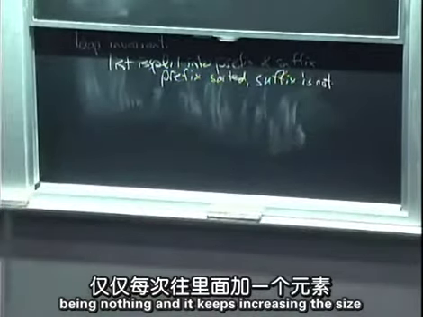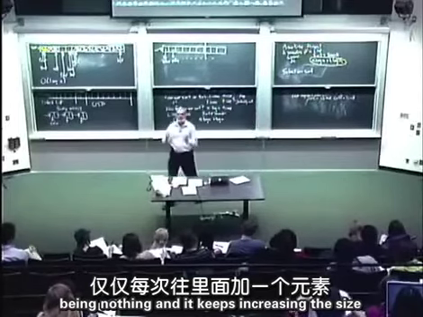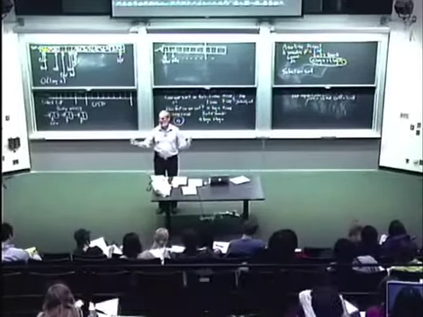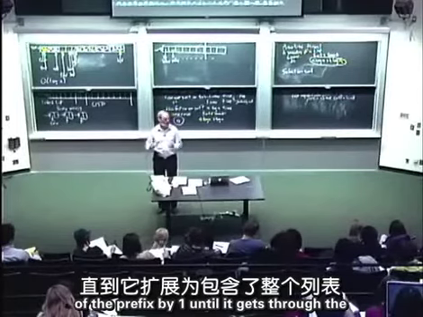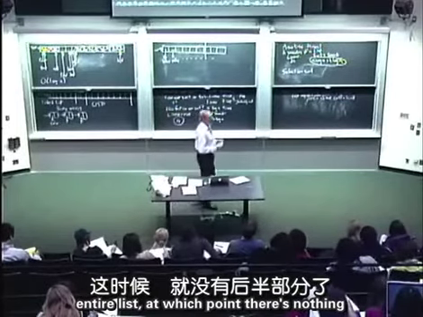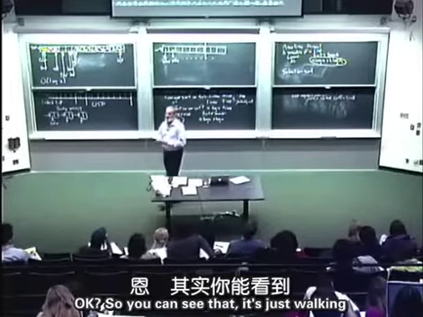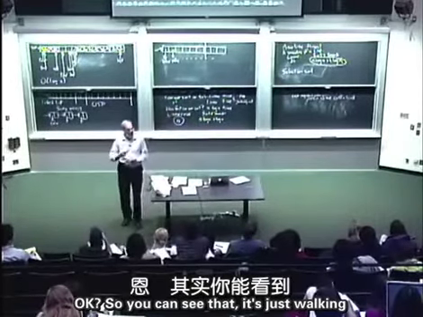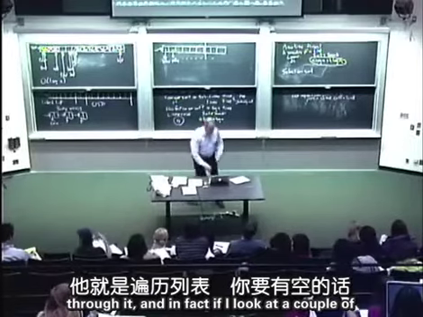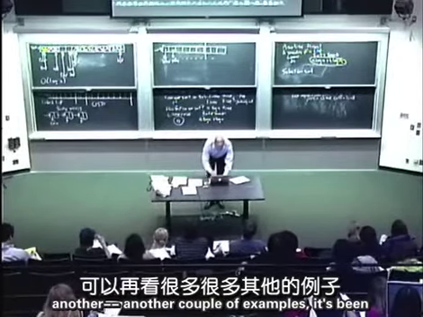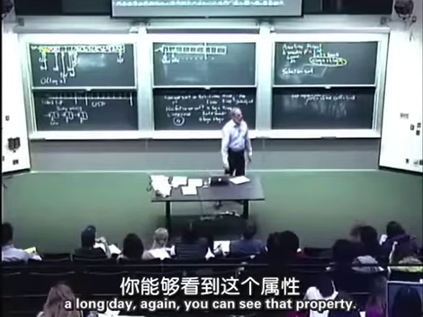Basically, the loop starts off with the prefix being nothing, and it keeps increasing the size of the prefix by 1 until it gets through the entire list, at which point there's nothing in the suffix, and the entire prefix is sorted. So you can see that. It's just walking through it. And if I look at another couple of examples, again, you can see that property.